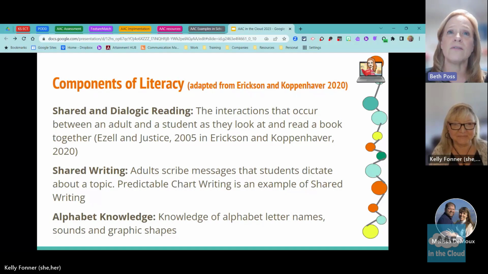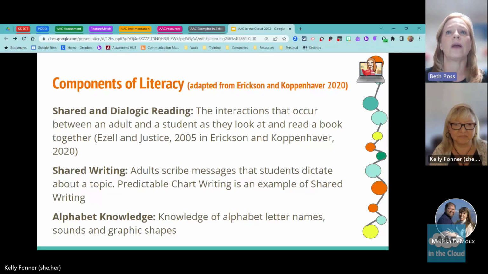Okay, so following from shared reading is quite naturally shared writing. And similarly, it is that interaction between the adults and the students. But in a shared writing activity, the adults are the scribes, right? They're scribing the messages that students dictate or are producing about a topic. And we're going to dive a little bit more into predictable chart writing as an example of shared writing. It's not the only type of shared writing, but it's a good way to talk about it.